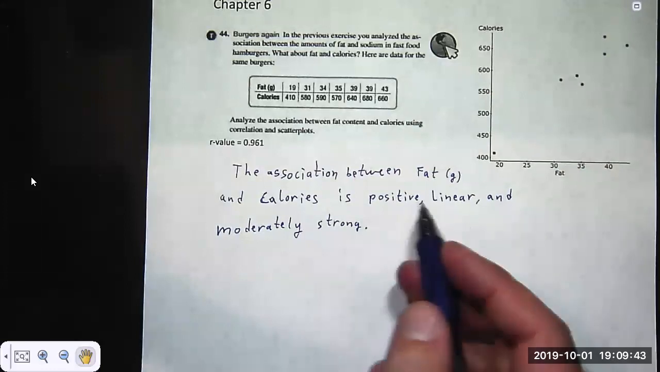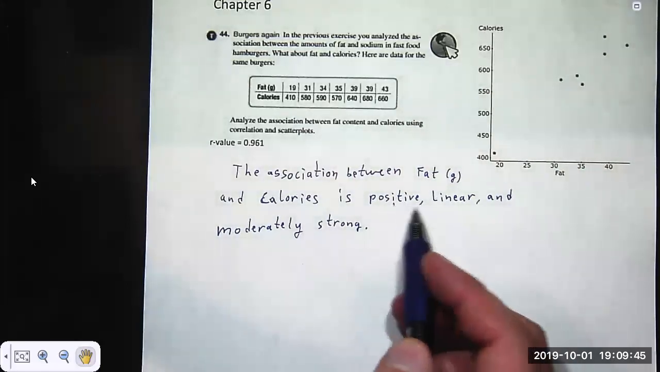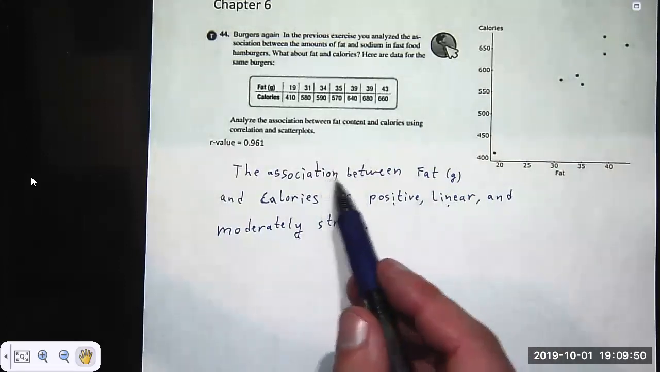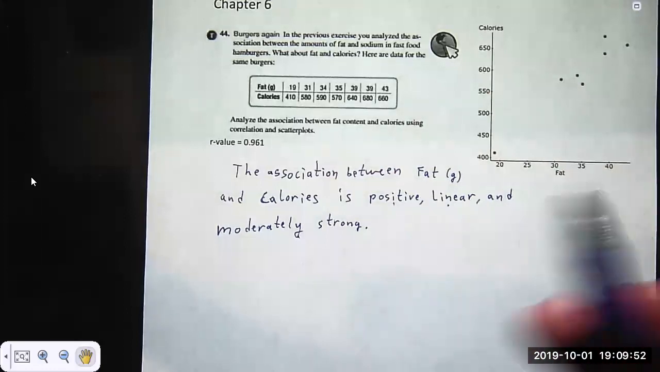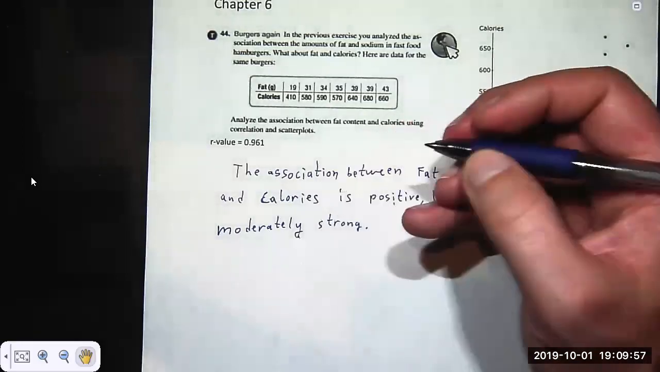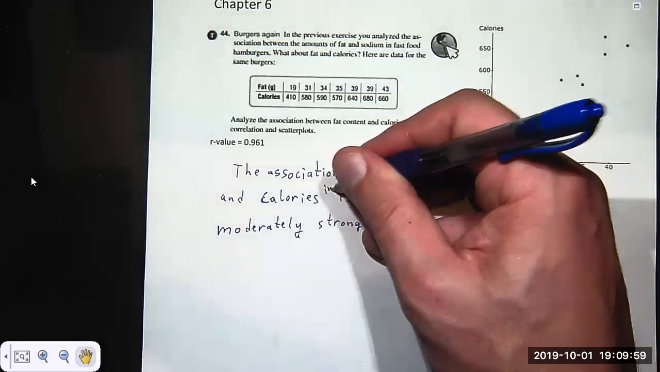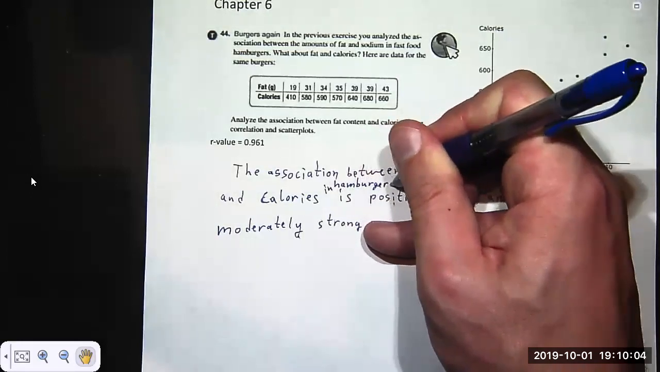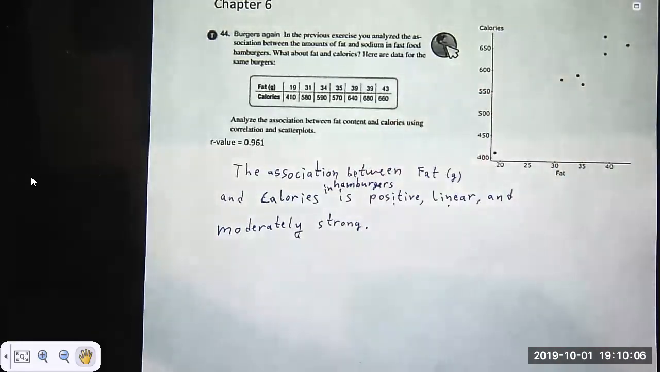So it has the direction, the form, and the strength. And then of course we have context. Oh, I should have said that this was in burgers, in hamburgers. Yeah, there's some more context. It's not just any food, this is hamburgers. All right. Any questions? And of course there's more to chapter 6 than that, but I'm just going to, oh, question.